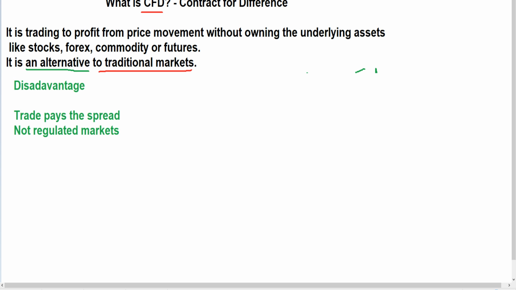So the disadvantages, we can see: the trader pays the spread. This is the most important thing I'm telling you. Now the spread, what is it? When you want to buy or sell, we have what you call the bid, and here we have the ask. It's like a stock, it's the same. The spread in CFD is the same as on stock.